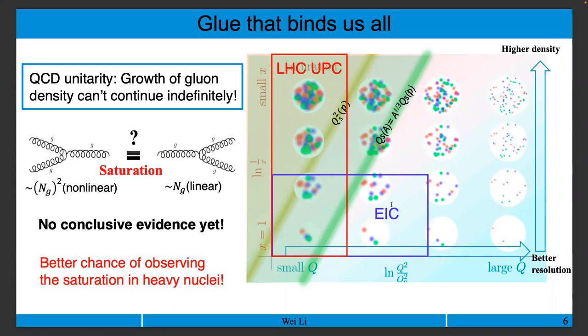Of course, as we know, the energy of the Electron-Ion Collider is limited. In general, you want to go to very small x, so you want to go to as high energy as possible. That is the advantage of the LHC. At the TeV scale, in particular with ultra peripheral collisions, we can probe deeply into the very small x region. What will be the conclusive evidence? Maybe from the data I'll show later today.